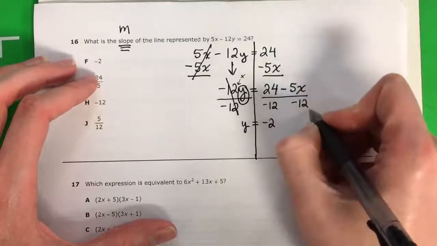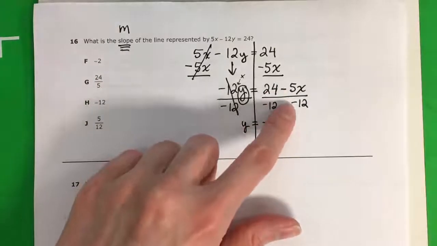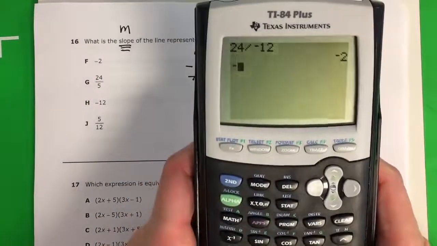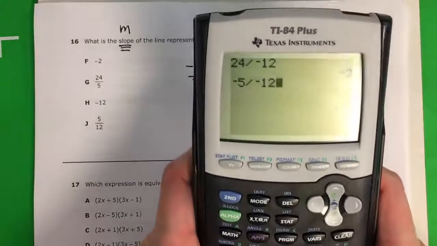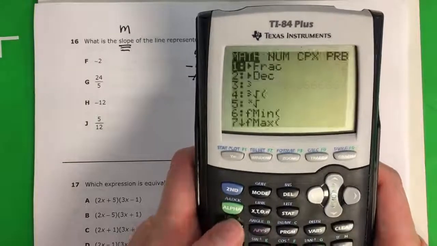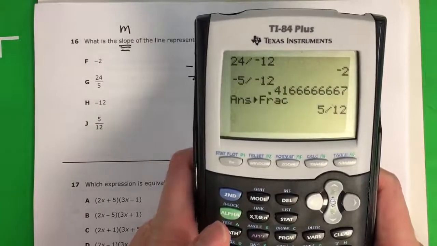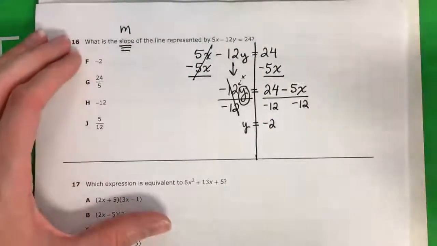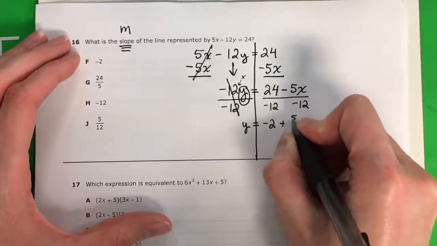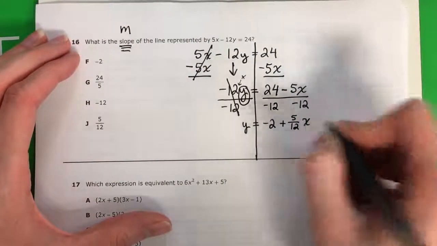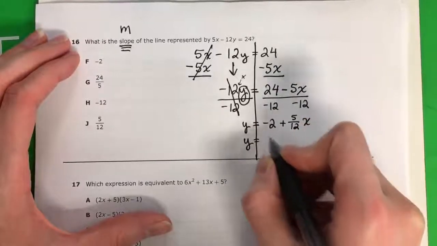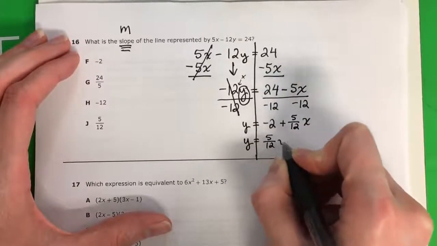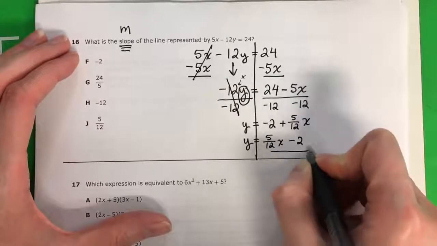And now you're going to put in the calculator -5 divided by -12, and change to a fraction. Math 1, enter, and I get positive 5/12. Put your letter X, and we are going to switch. So this is 5/12 X minus 2.